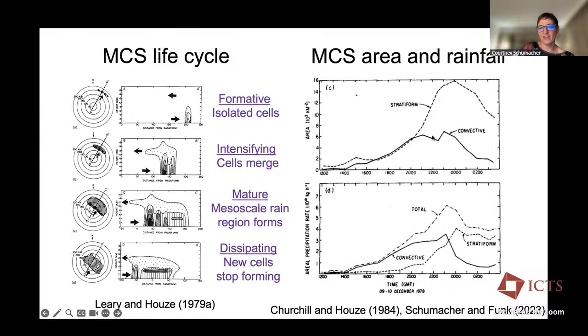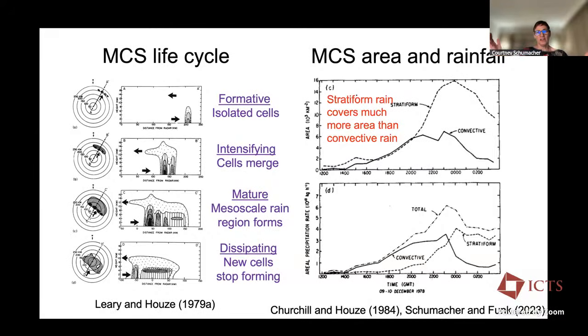You have convection going. And then you have the stratiform region start really picking up. So that's the mature phase here. And so the stratiform rain in the whole life cycle of the MCS covers a much larger area than the convective rain. So it has more of a radiative impact as well.